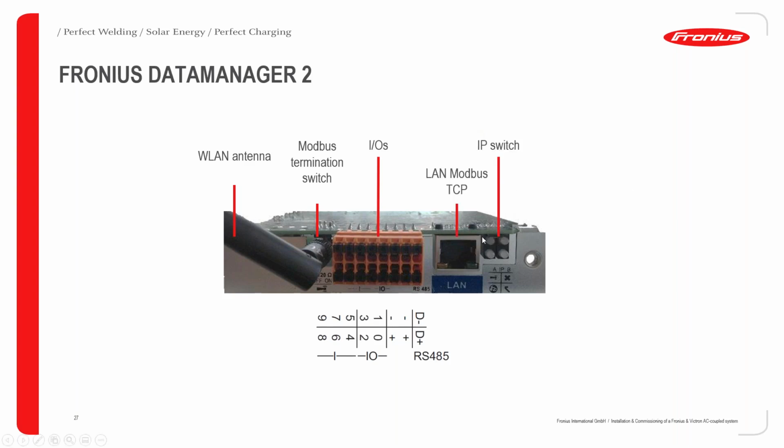Another important parameter is your IP switch. It's a very small switch which is found directly on top of your LEDs. This IP switch has two positions. Position B basically means that the inverter will obtain its IP address. And with position A, you're basically setting the data manager to have a predefined IP address. We will get into that a bit later on.